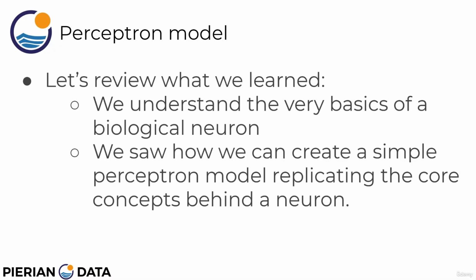So let's review what we've learned so far. We understand the very basics of a biological neuron, the fact that there's dendrites providing input to a nucleus, and then some axon as a single output. And what we've been able to do is take the research done in the late 1950s of the simple perceptron model and create a very simple mathematical model replicating those core concepts behind a neuron, where we have inputs, we apply some sort of weight to them, as well as adding a bias term, pass them through some sort of function, and then we get out that single output.